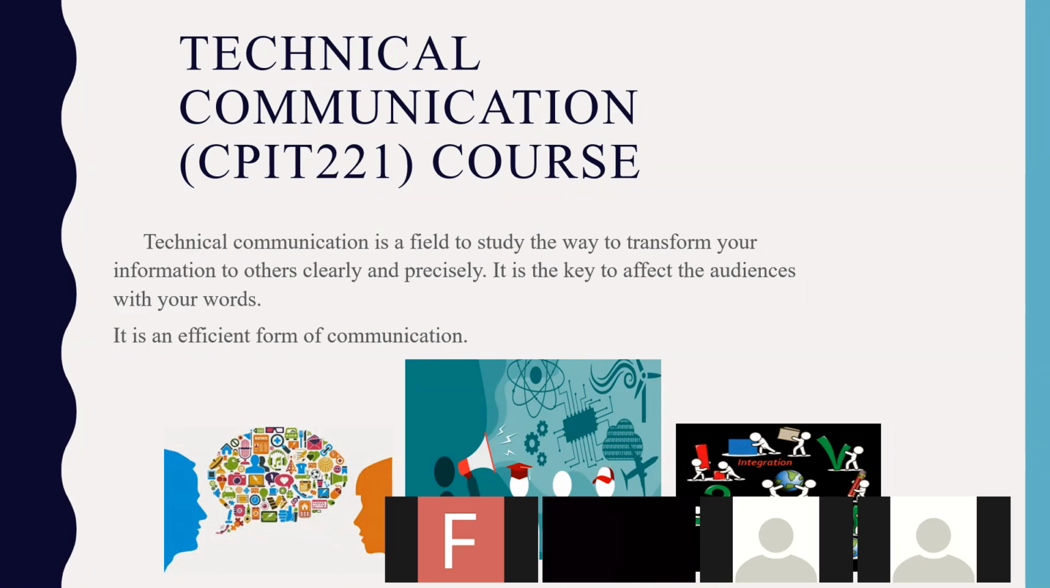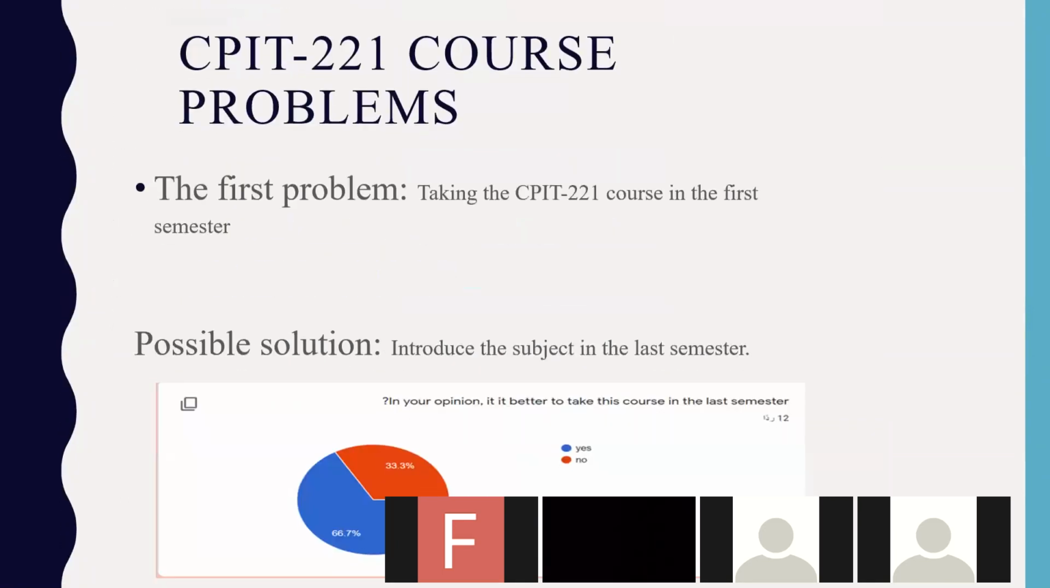The first problem is taking the CPIT 221 course in the first semester. Students need to focus on other subjects related to their major. This course will distract them and cause stress, which will affect their academic level. Besides, they will eventually forget the things that they have learned.